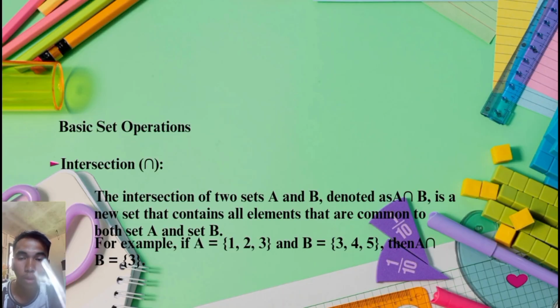Intersection. The intersection of two sets A and B contains all elements common to both A and B. Example, if A equals {1, 2, 3} and B equals {3, 4, 5}, then A intersection B equals {3}.